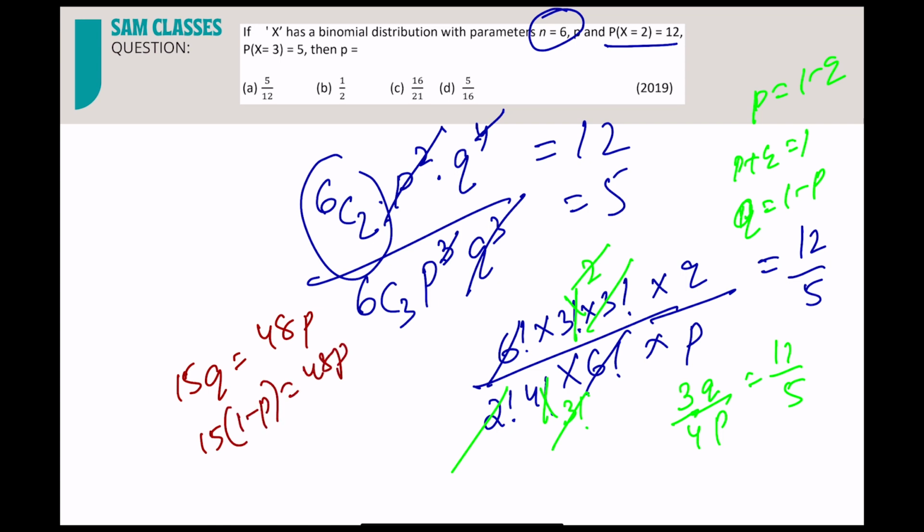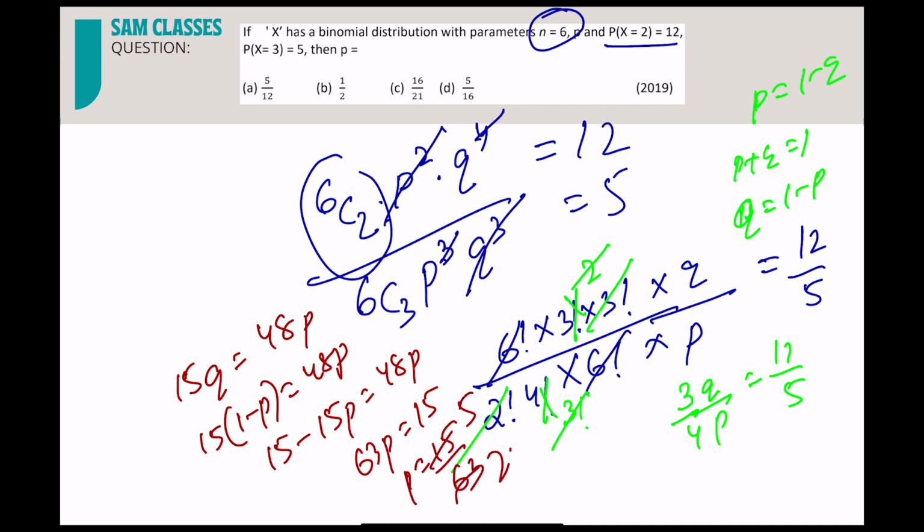We need p only, yes. So we'll substitute: 15 minus 15p is equal to 48p. Send it that side: 48 plus 15 is 63p is equal to 15. So p is equal to 15 by 63, which is 5 by 21. We are getting it correct. p is equal to 5 by 21.